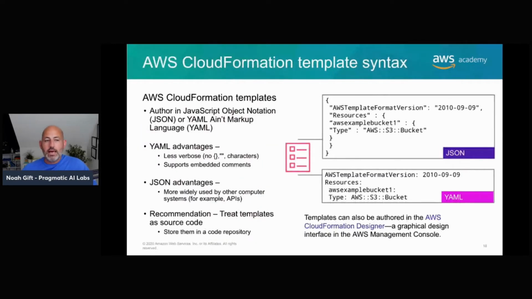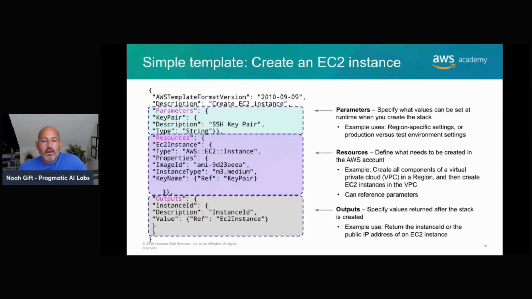So the AWS CloudFormation template syntax is a little bit verbose, but it is readable. And you can write it in either JSON or YAML. The advantage of YAML is it's a little more concise than JSON, and it supports embedded comments. JSON is a little more widely used in terms of APIs. And so the recommendation is to treat the templates like source code and put them into a source code repository. Now, the templates can be authored in the AWS CloudFormation Designer, which is a graphical design interface in the AWS Management Console.